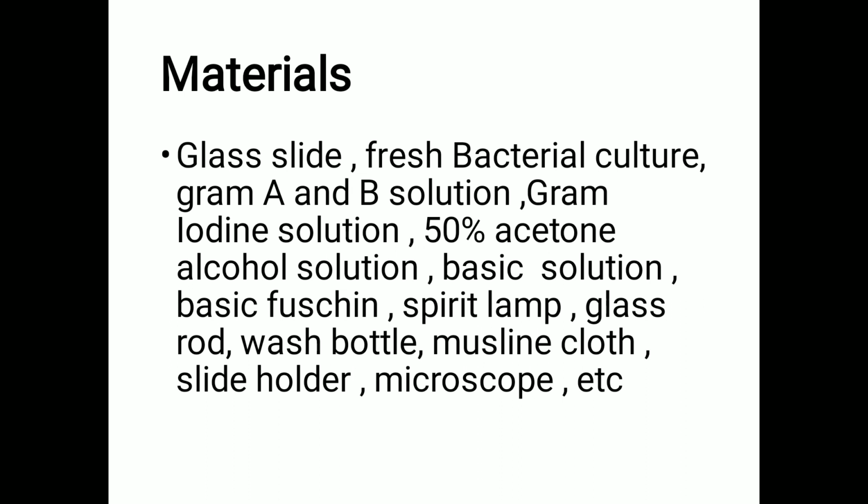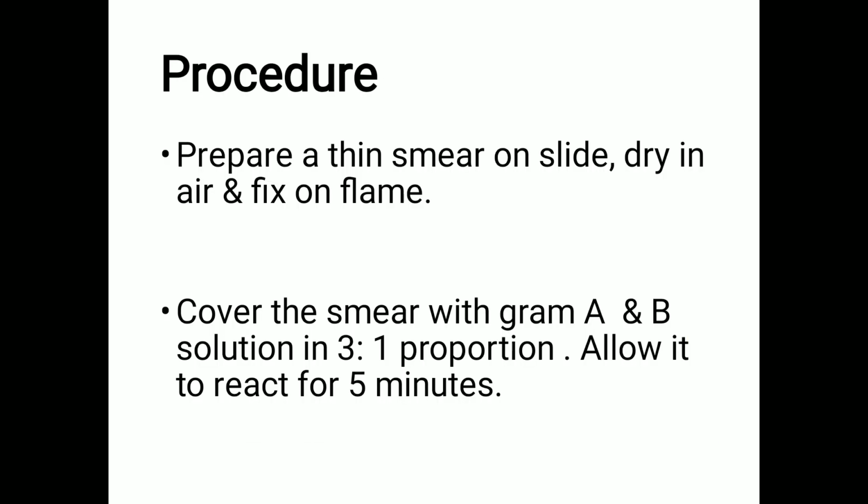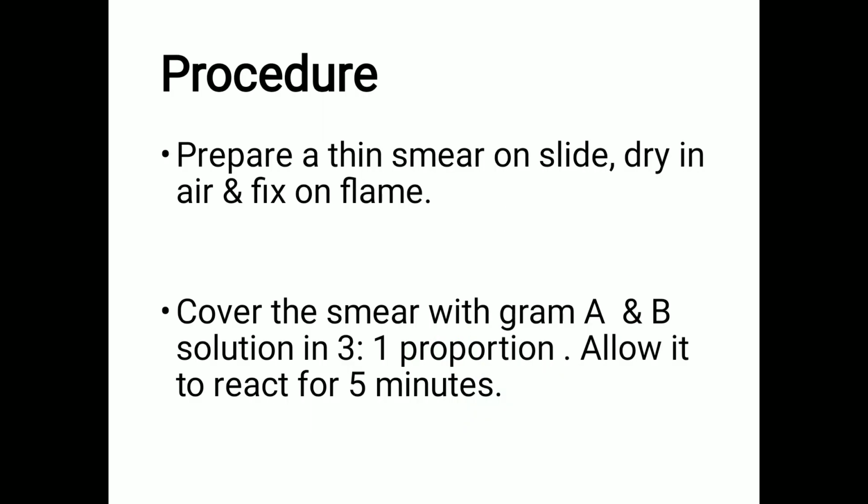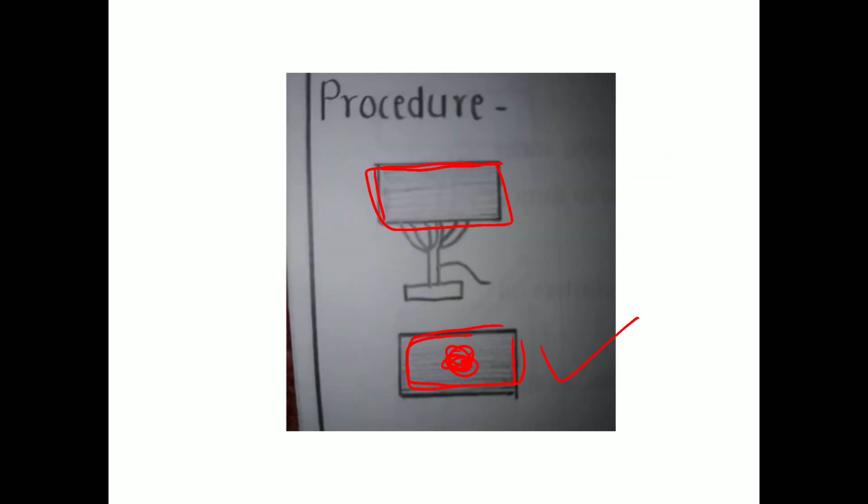Next we discuss the procedure of gram staining of bacteria. The first step is to prepare a thin smear of bacteria on a slide. Then dry that slide in air and fix it on the flame, so that the smear containing bacteria gets fixed on the slide.